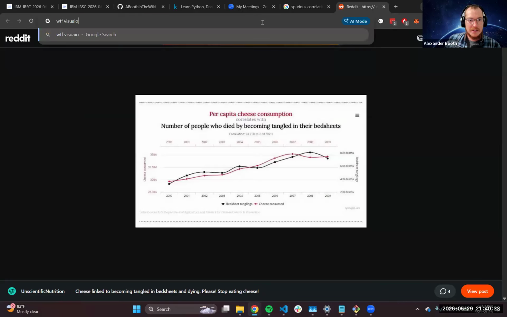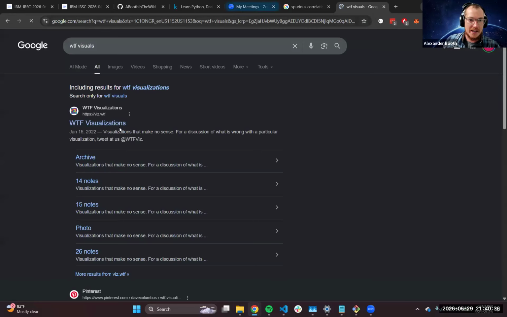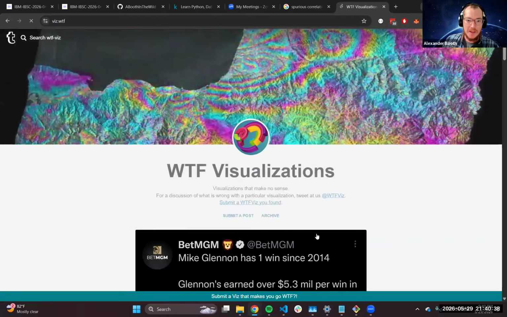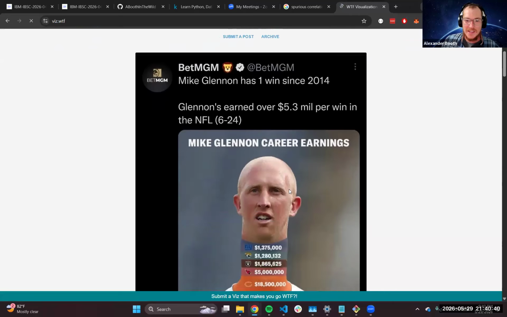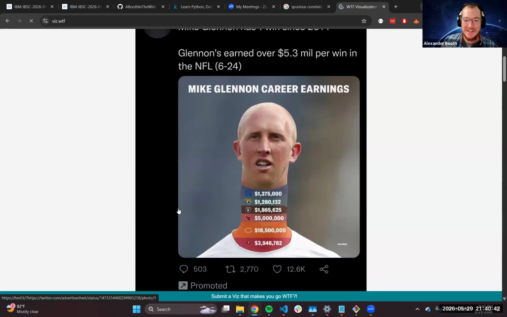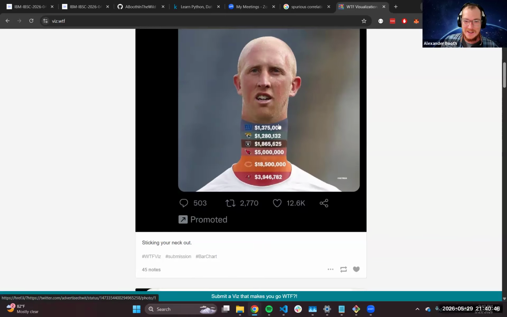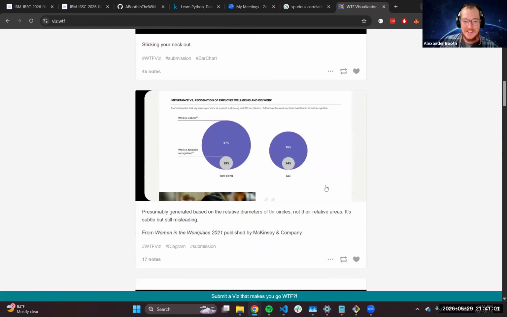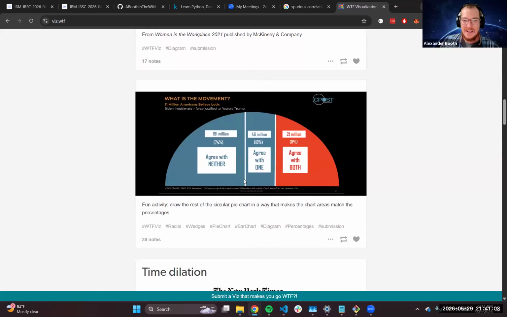The other one was what? WTF visuals, something like that. There we go. These are some more bad visualizations. I think Karen shared the Mike Glennon one in the chat. This is just hilarious. Just really poor and kind of distortion, and it doesn't even really tell that good of a story. I would say that maybe the bars are supposed to represent the dollars, but Cardinals at 5 million is not five times bigger than the Jaguars, right? So it doesn't really make that much sense here.